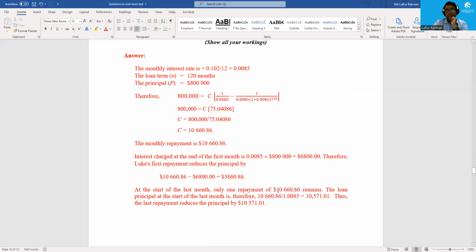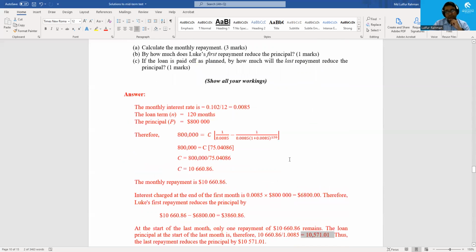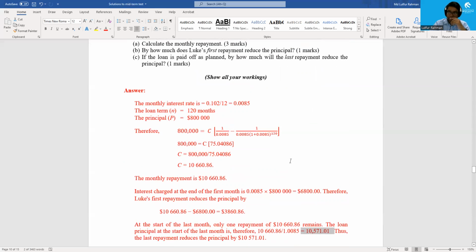So you simply divide 10,660.86 by 1 plus the interest rate. So this is the amount of principal you pay with the last repayment. Okay, so this is question number 11, and this is how you should solve this problem.